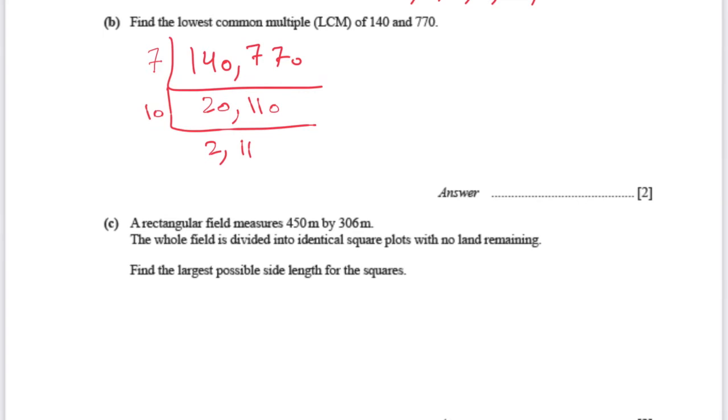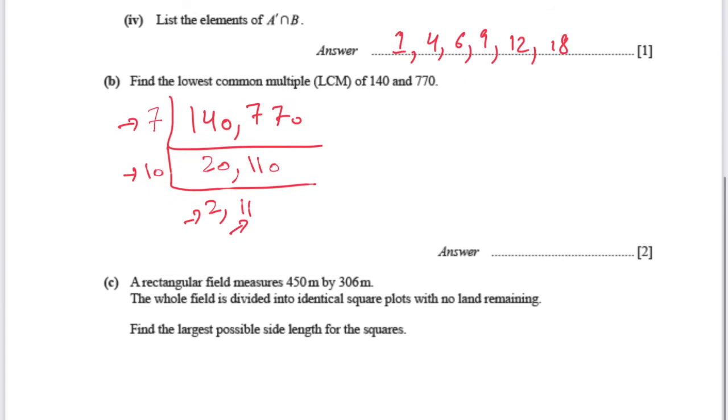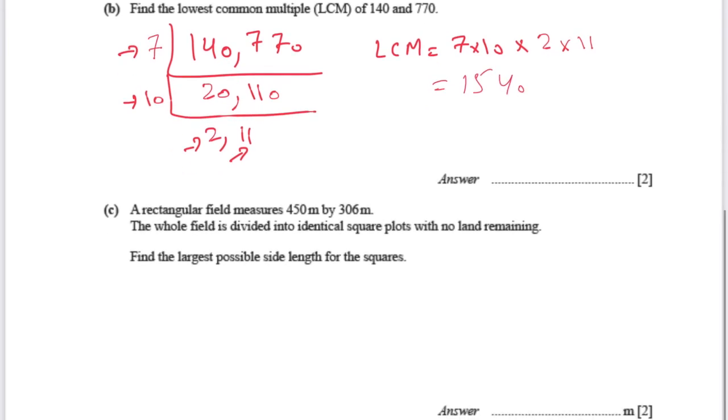So we multiply 7 with 10 with 2 and 11. Let's see what we get. So the LCM would be 7 times 10 times 2 times 11. Let's plug this into the calculator. 7 times 10 times 2 times 11. The LCM is 1540. So we write the answer over here, 1540.